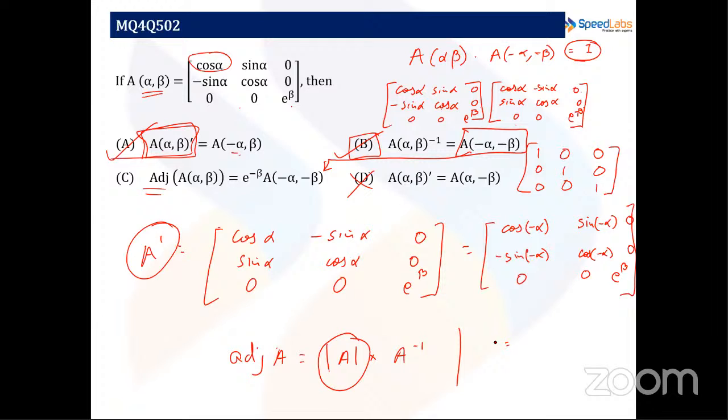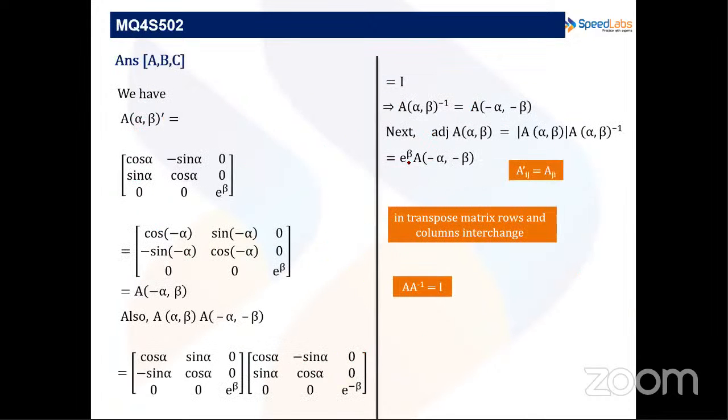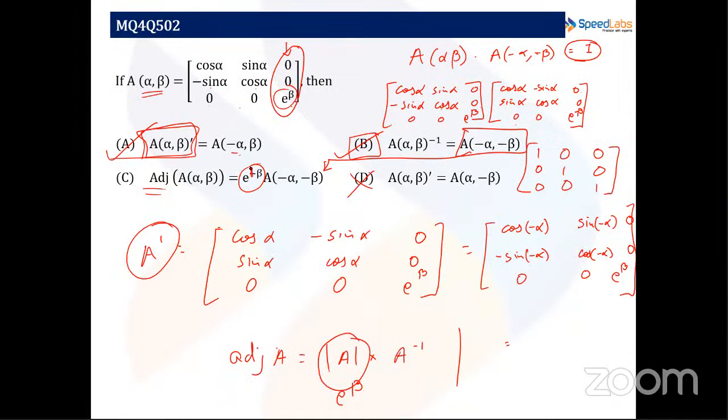Or we should open it from column 3. So 0, 0, and for beta, this will be cos square alpha minus of minus plus sine square alpha. So this determinant value will be e to the power beta. So that should be e to the power beta for the answer. C is given as answer, but there might be a misprint here. If it is plus e to the power beta, then C is the correct option. Got it?